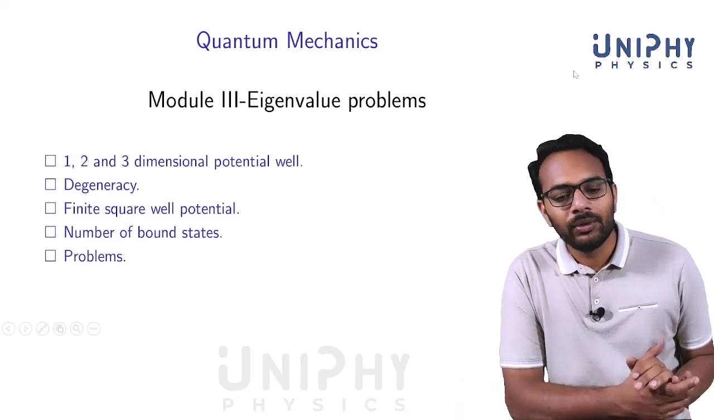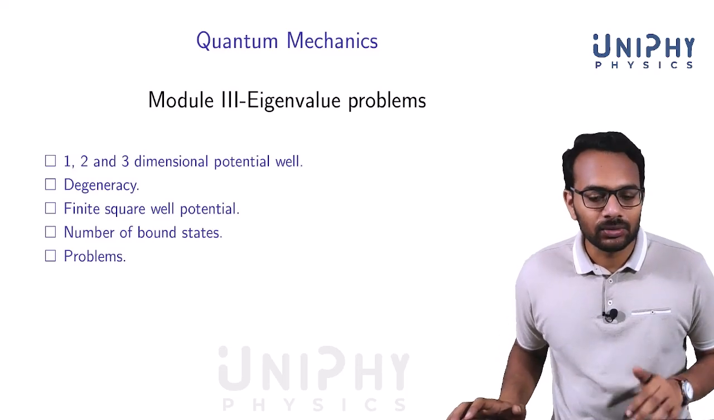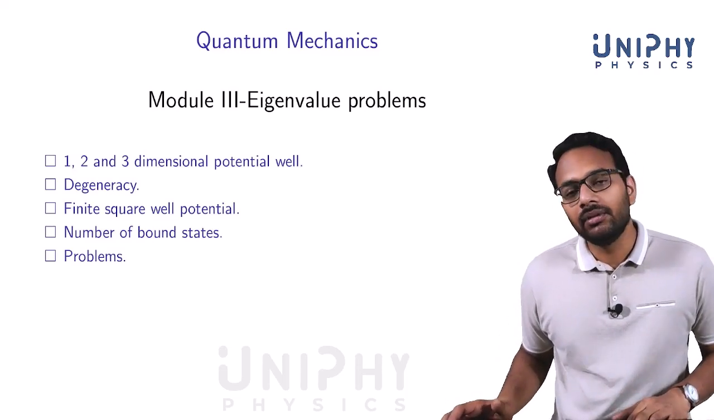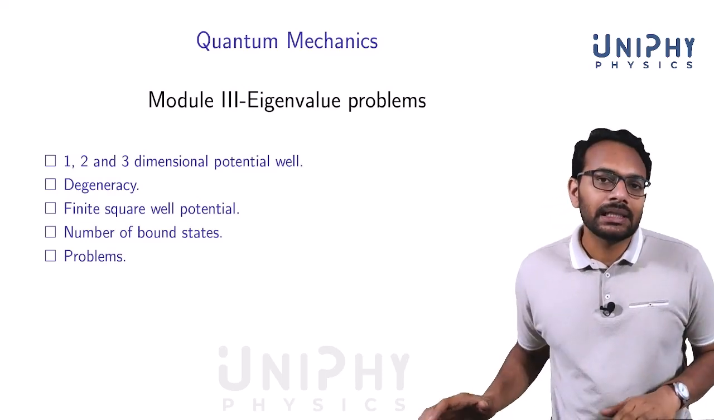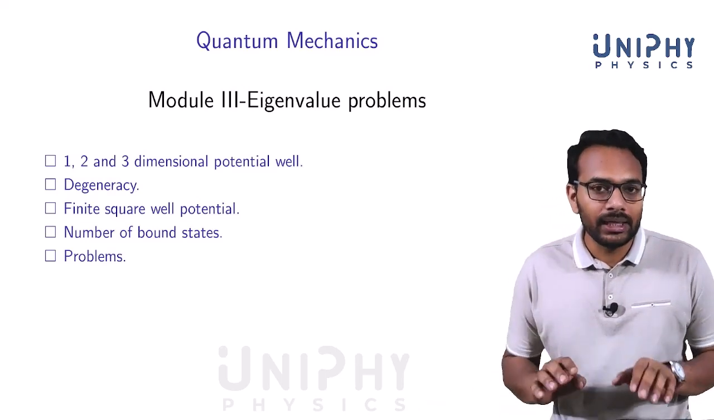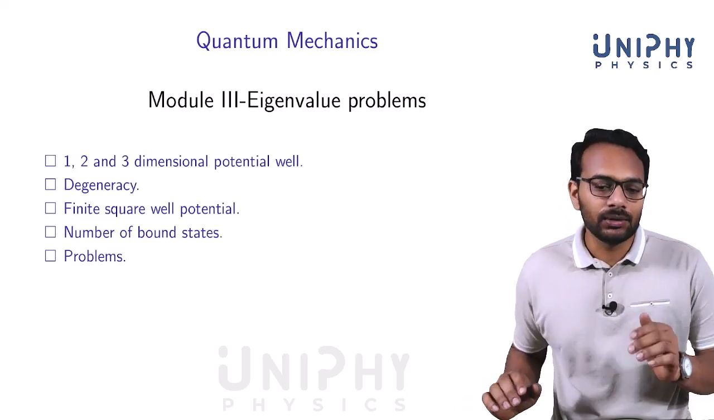Hi, we have been discussing the eigenvalue problems. The first thing we discussed was the free particle problem, and then we went on to the infinite square well potential. We saw the eigenvalues and the eigenfunctions for the one-dimensional case, and it's easy to generalize it to 2 and 3 dimensions. That's what we'll see today.